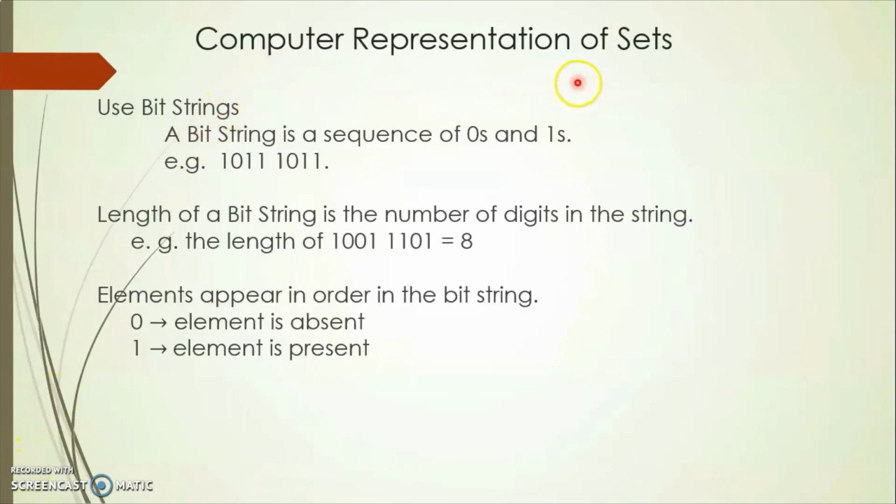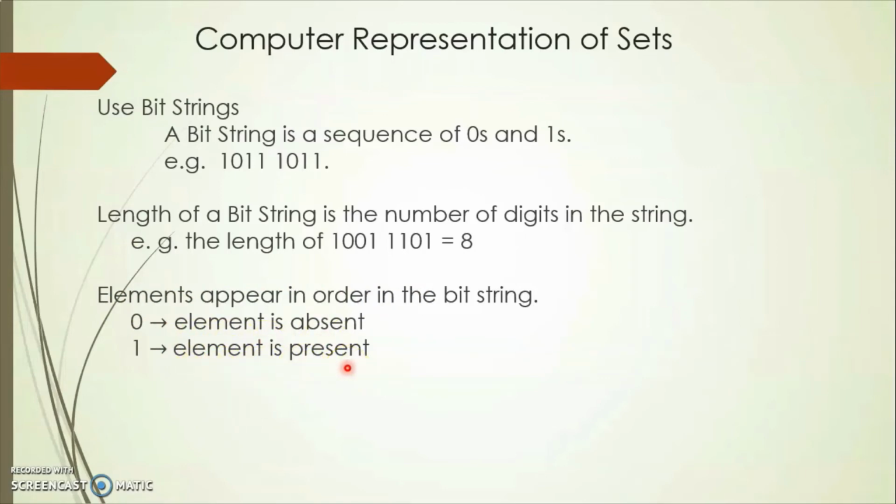Computer representation of sets. Sets can also be represented by using a computer, which is using bit strings. A bit string is a sequence of zeros and ones. Example: 1011. This bit string can also be known as a binary number. The length of a bit string is the number of digits in the string, meaning that the length of 1001 1101 equals 8. That means there are 8 digits in this string. Also, elements appear in order in the bit string. 0 stands for the element being absent and 1 stands for the element being present.